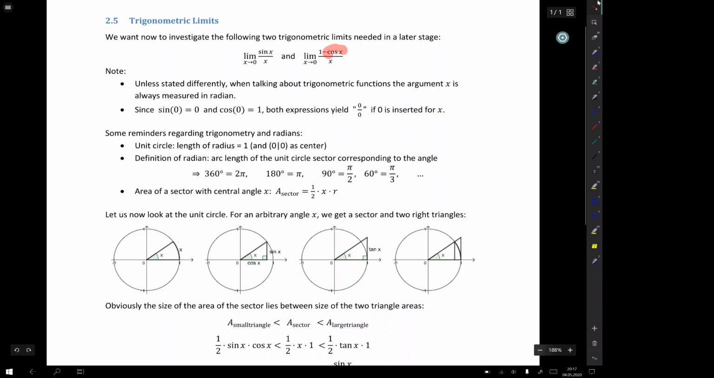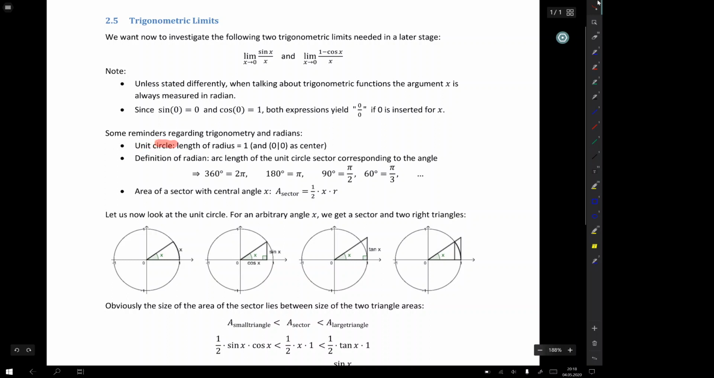And the cosine of x, for x being 0, is 1. So 1 minus 1, we get again 0 divided by 0. So we need closer inspection of that. Since we're talking about sine of x and cosine of x, x is an angle. And when we're talking about trigonometric functions, the x is always measured in radians unless stated differently. So just some reminders about trigonometry and radians.